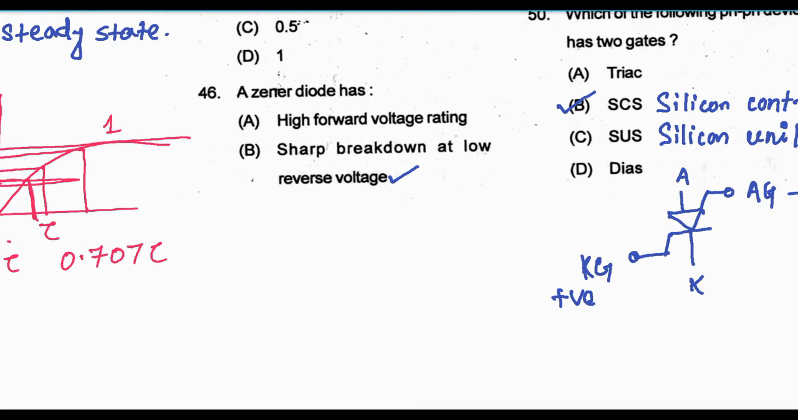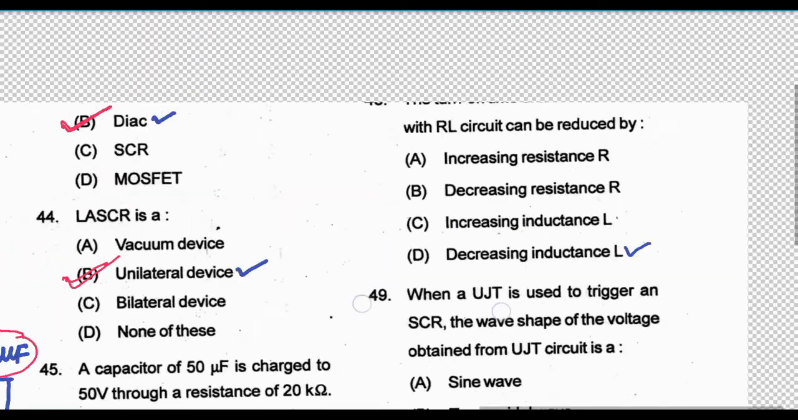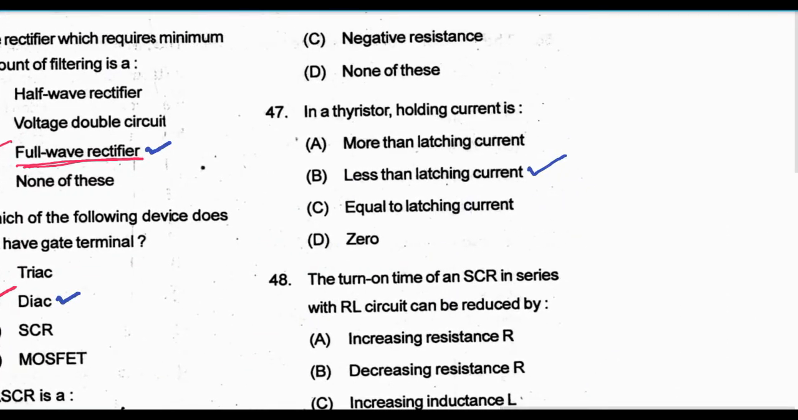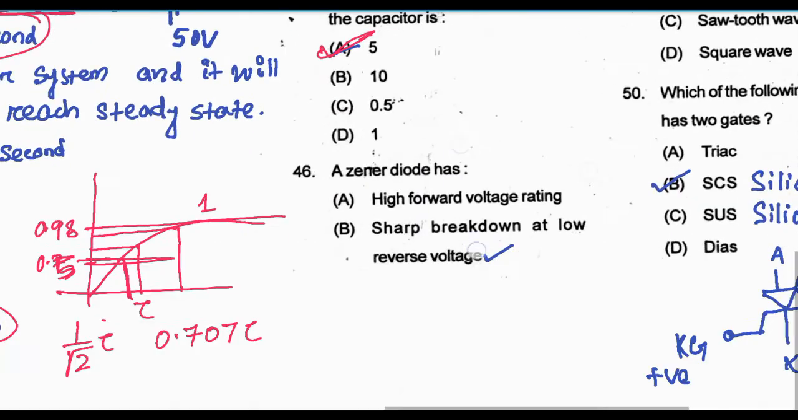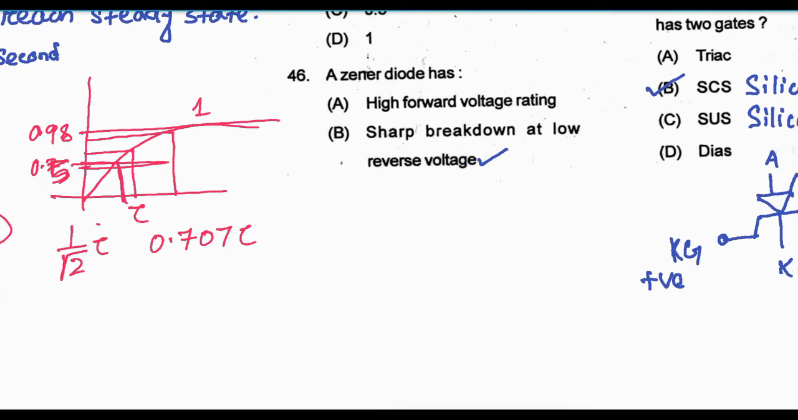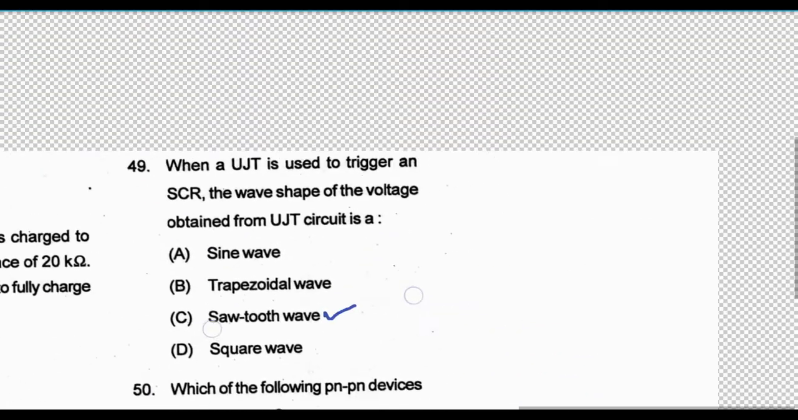Next question is, a Zener diode has high forward voltage rating, sharp breakdown at low reverse voltage, option C negative resistance, option D none of these. So here a Zener diode has sharp breakdown at reverse voltage, because a Zener diode is designed for operation in the breakdown region or in the third quadrant of the VI characteristic.